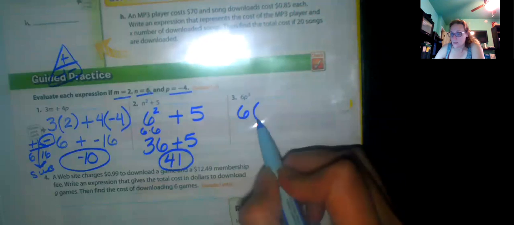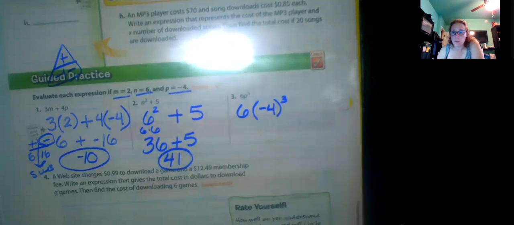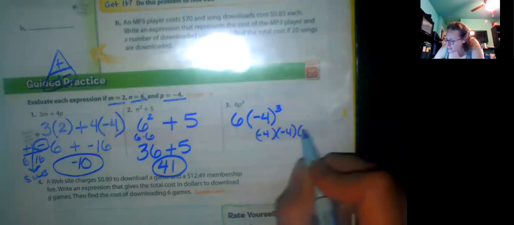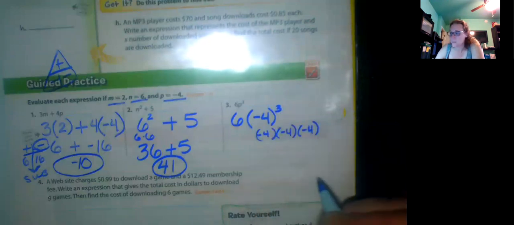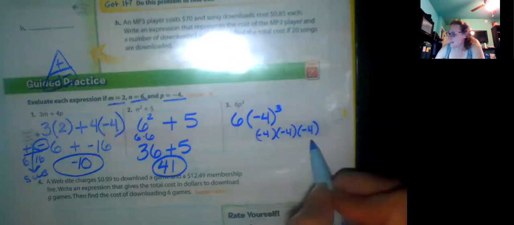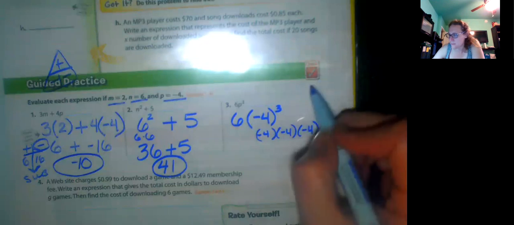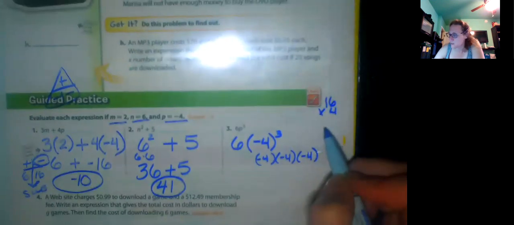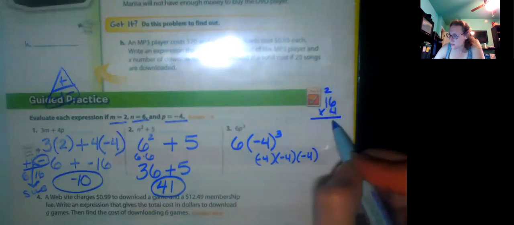6 times P cubed. So P is -4, and we're going to cube that. So remember, cube tells us to multiply it 3 times. So you're going to go -4 times -4 times -4. Okay, so 4 times 4 is 16. And then 16 times 4, if you're not sure, multiply it. And again, you can use your calculator. So 16 times 4, that's 24, that's 4, 5, 6. So 64.